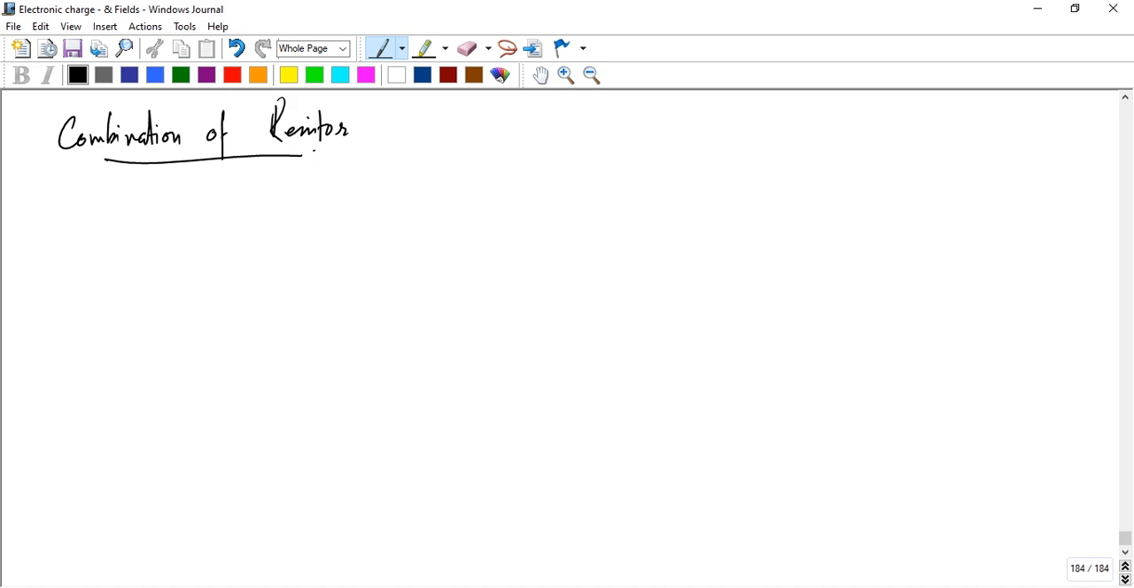So there are two combinations of resistors: the series combination and the parallel combination. First we discuss the series combination. The resistor looks like this. That is the resistor. And why does the name come from resist? The name suggests that it resists charge flow.